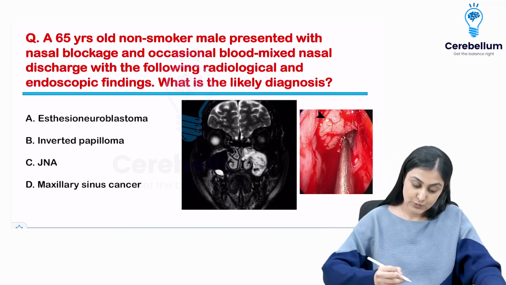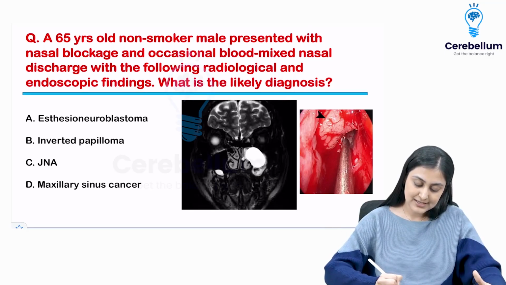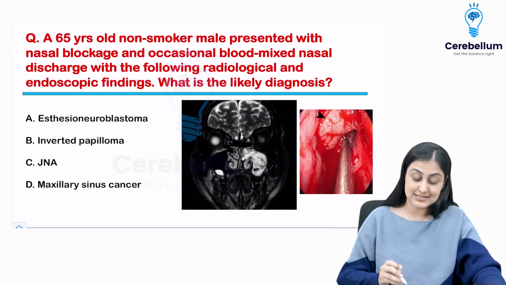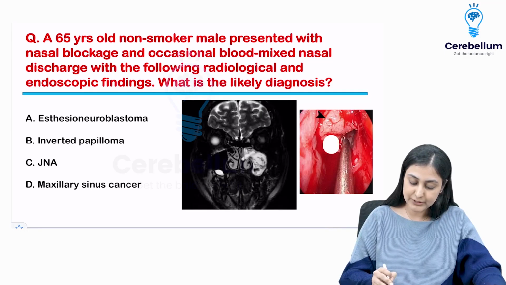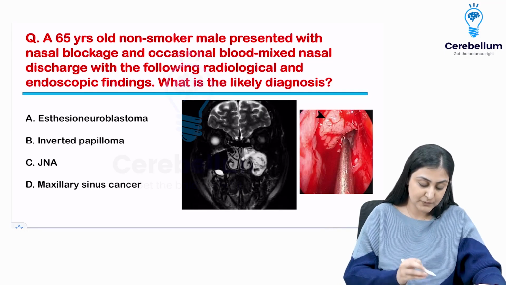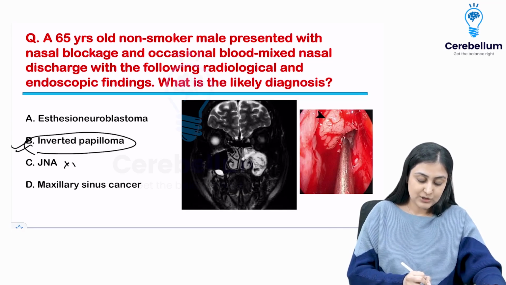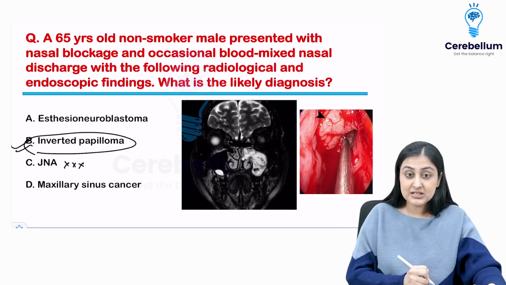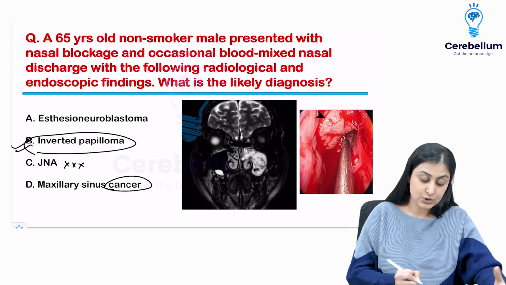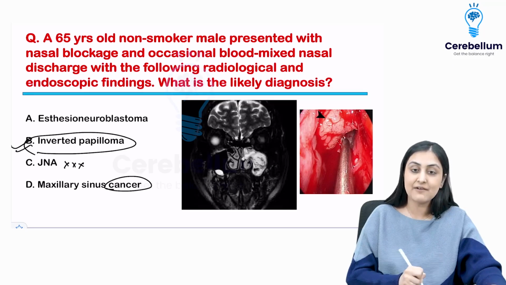What is the likely diagnosis? So you can see how there is this hyperintense mass with this cerebriform appearance. Even on endoscopy you are seeing the cerebriform appearance. So this is an inverted papilloma. JNA can almost be excluded, it won't be seen in a 65-year-old male. A cancer could be seen in this age group but will not have this orientation.